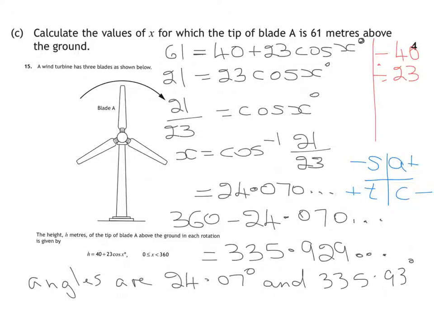Right, where do my marks come in? So, first one, you get your first mark for this here, for actually substituting in. You get your second mark for getting the cosine of x is 21 over 23. You get your third mark for your 24.070 and your fourth mark for here, and for rounding, just round them sensibly. So that's your 4 marks there.